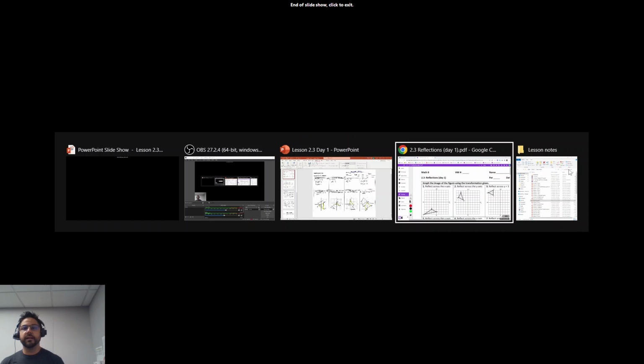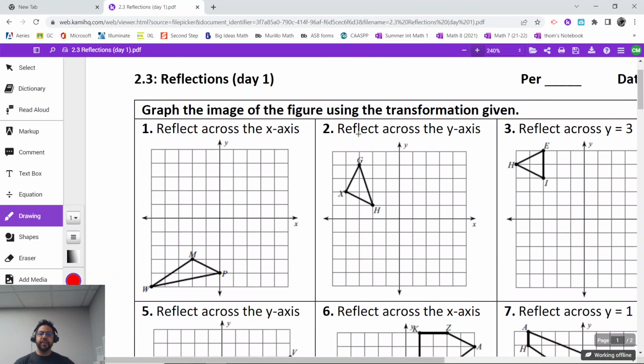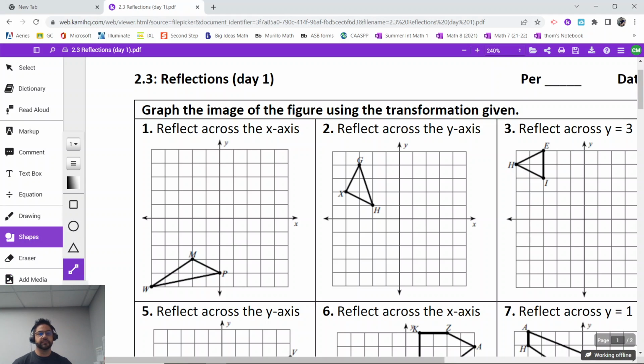All right, let's see if I can find. There we go. All right, so the assignment you have in front of you again is put the number at the top, name at the top, but it's Reflections Day 1. So one thing I always ask my students to do real quick is to actually take your highlighter and highlight a bunch of stuff just to get ourselves started.